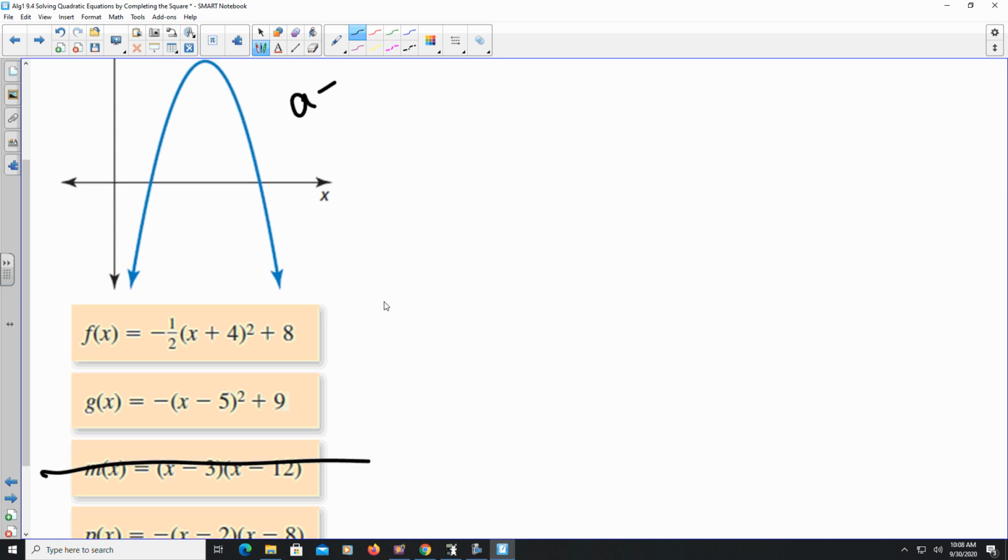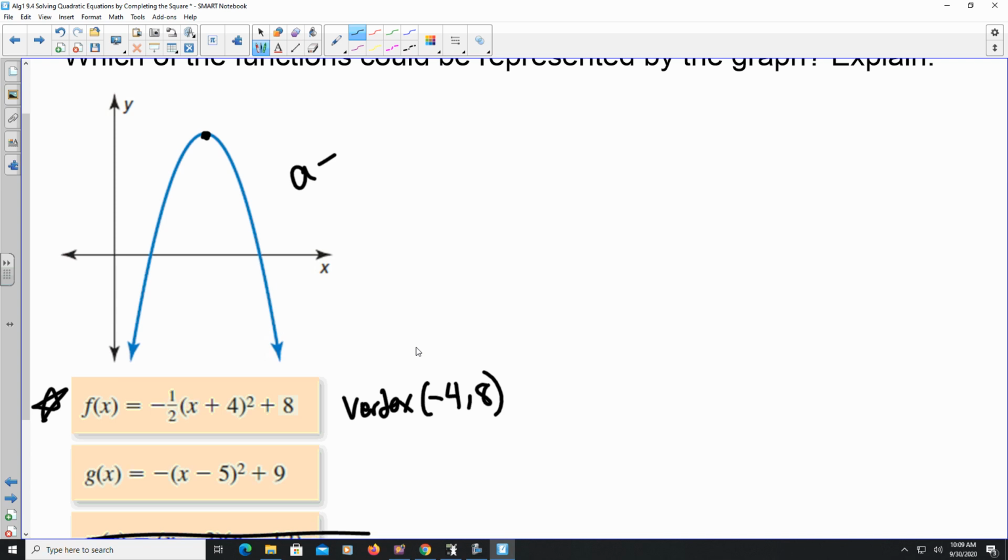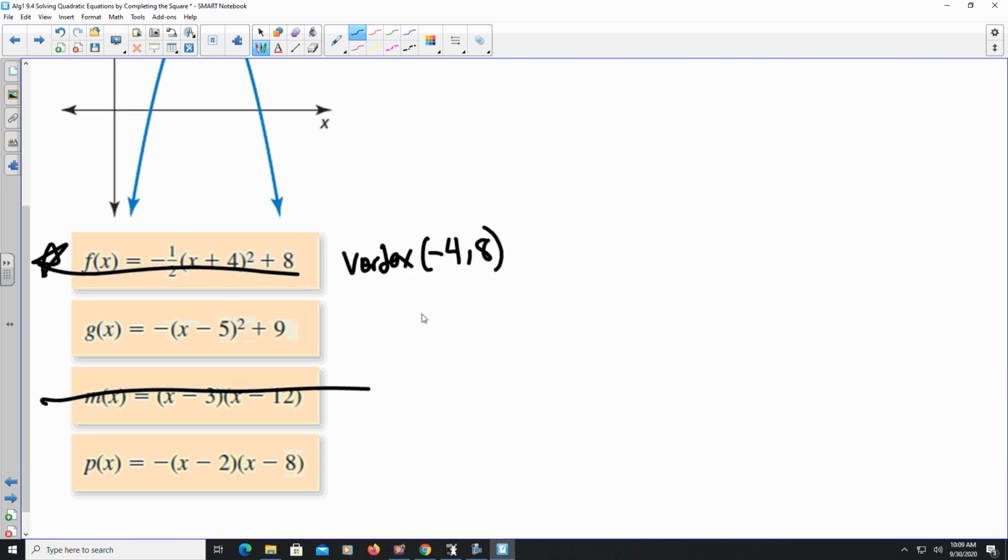Looking at this particular equation here, this one shows up as a quadratic function where it has h and k, which is the location of the vertex. So I know that my vertex location is going to be at negative 4 comma 8. Is that negative 4 comma 8? No, because I know that this is going to be positive and this is going to be positive. So this is not part of it.